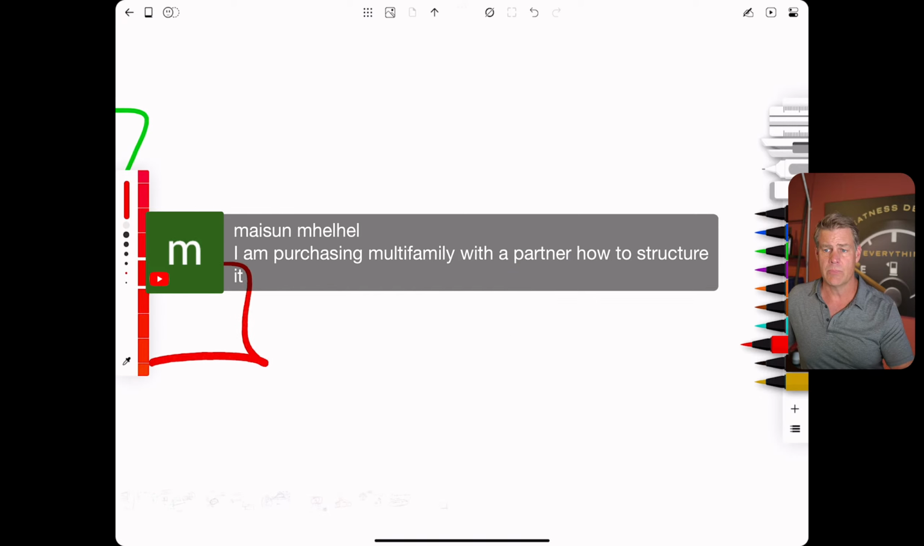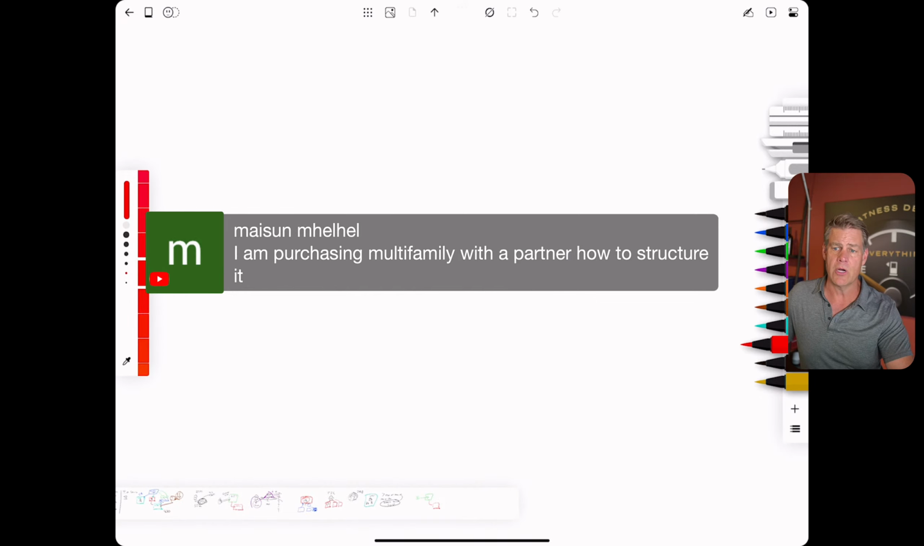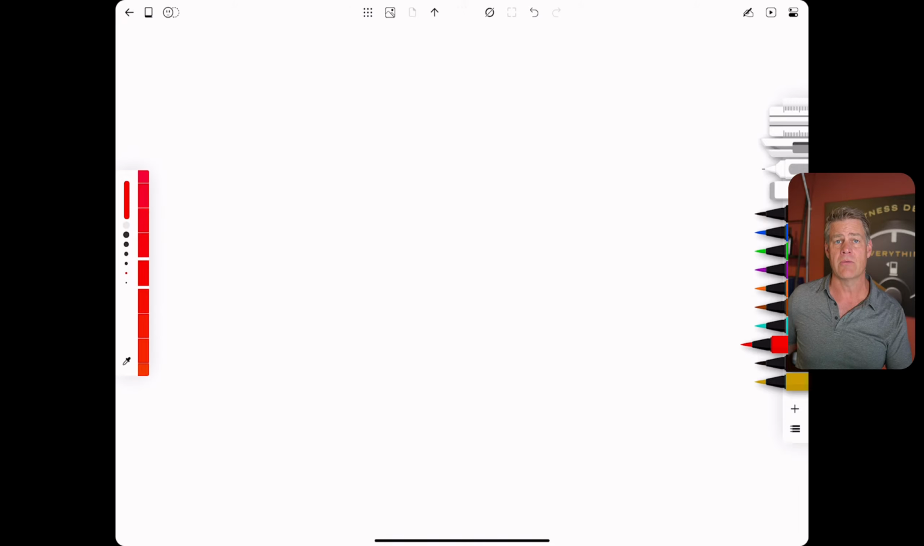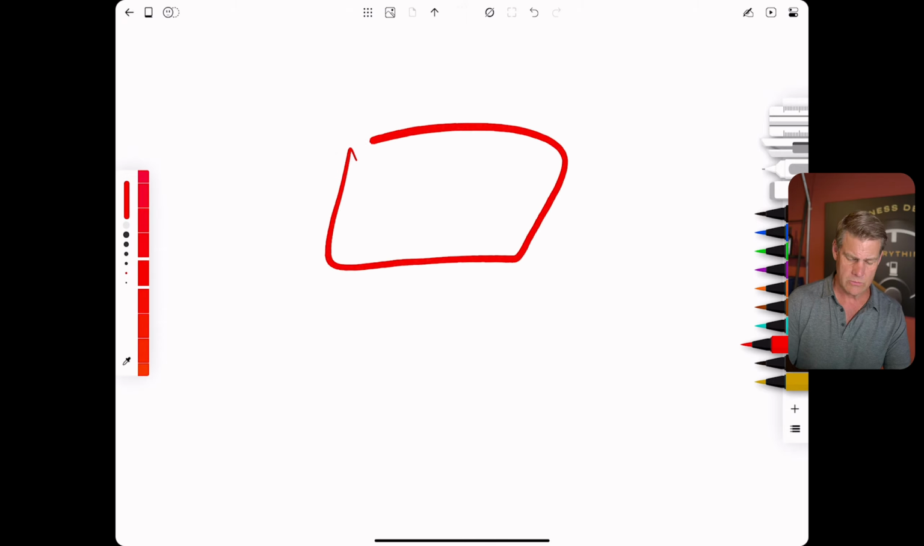You're considering purchasing a multifamily with a partner, how to structure it. Well, that's going to be decided based upon your lender. Generally speaking, if you're buying a multifamily with a partner, you're going to take that deal down inside of a limited liability company. They're going to want you to set up an LLC for that. Now, I'm not going to get into the details here with you, but who's going to go on the loan? Who's going to give that personal guarantee?